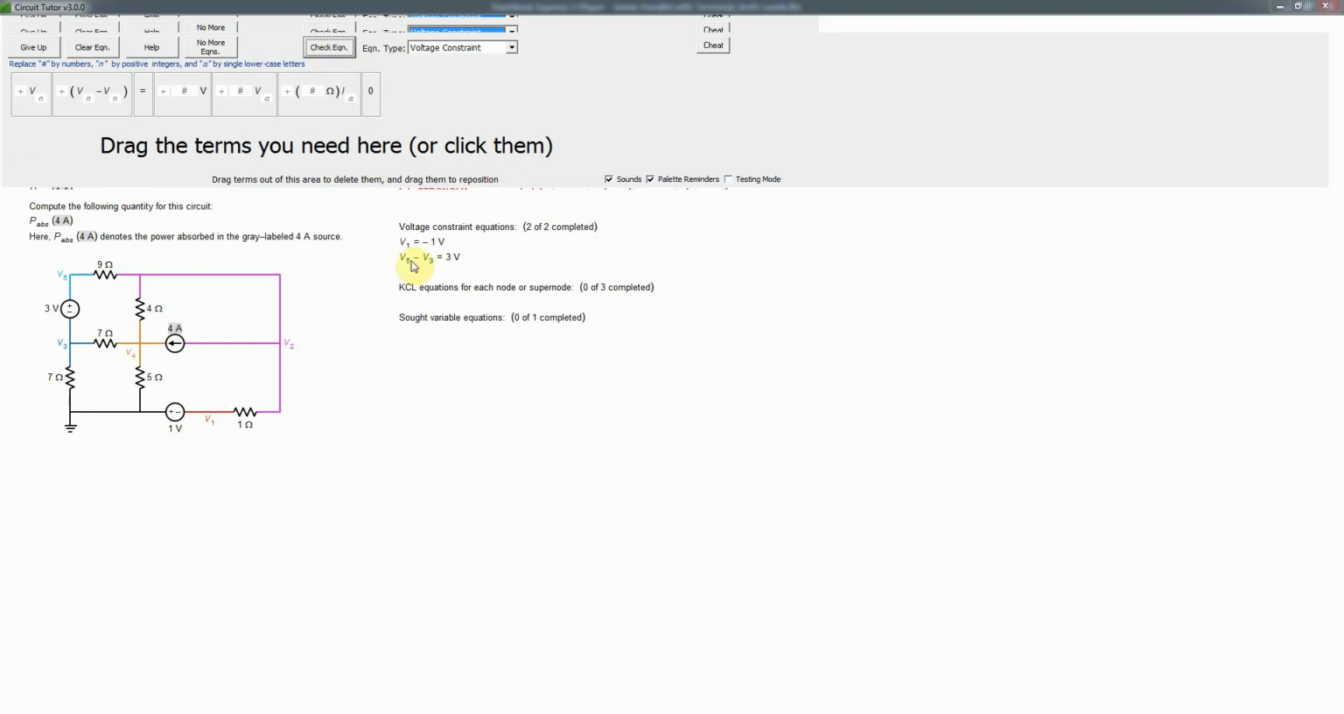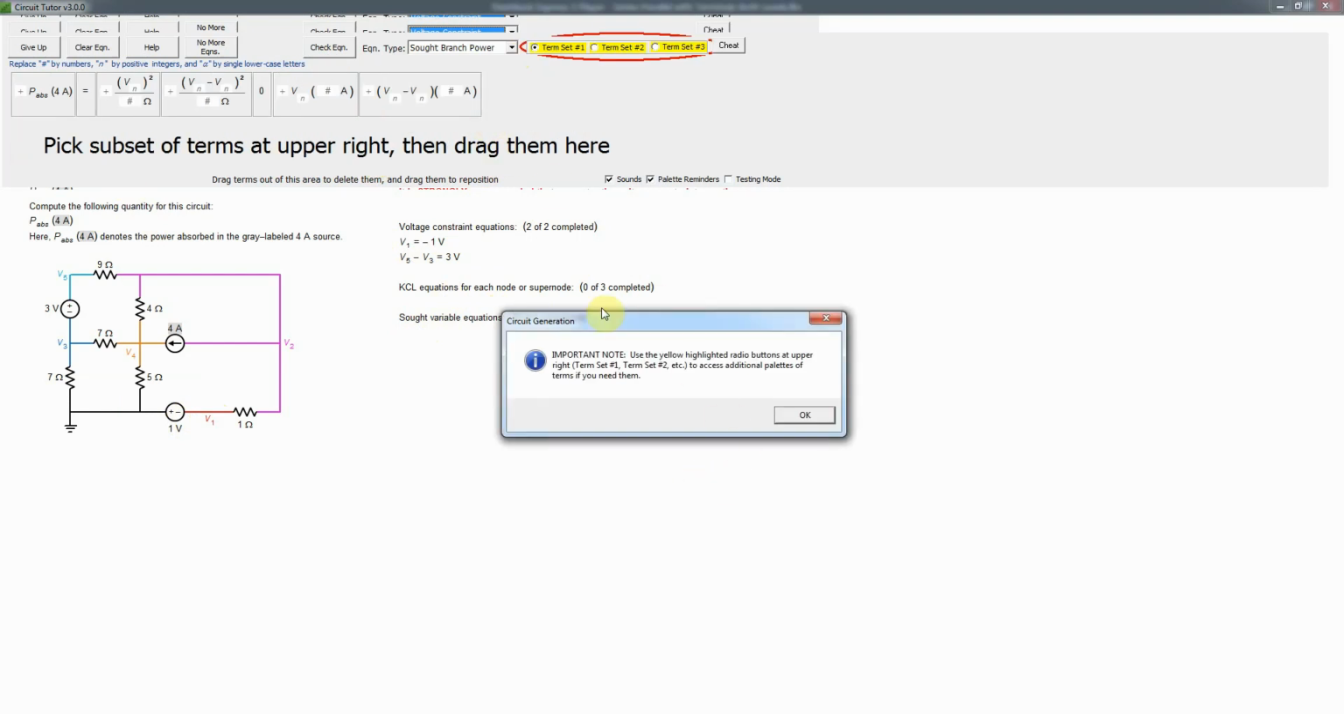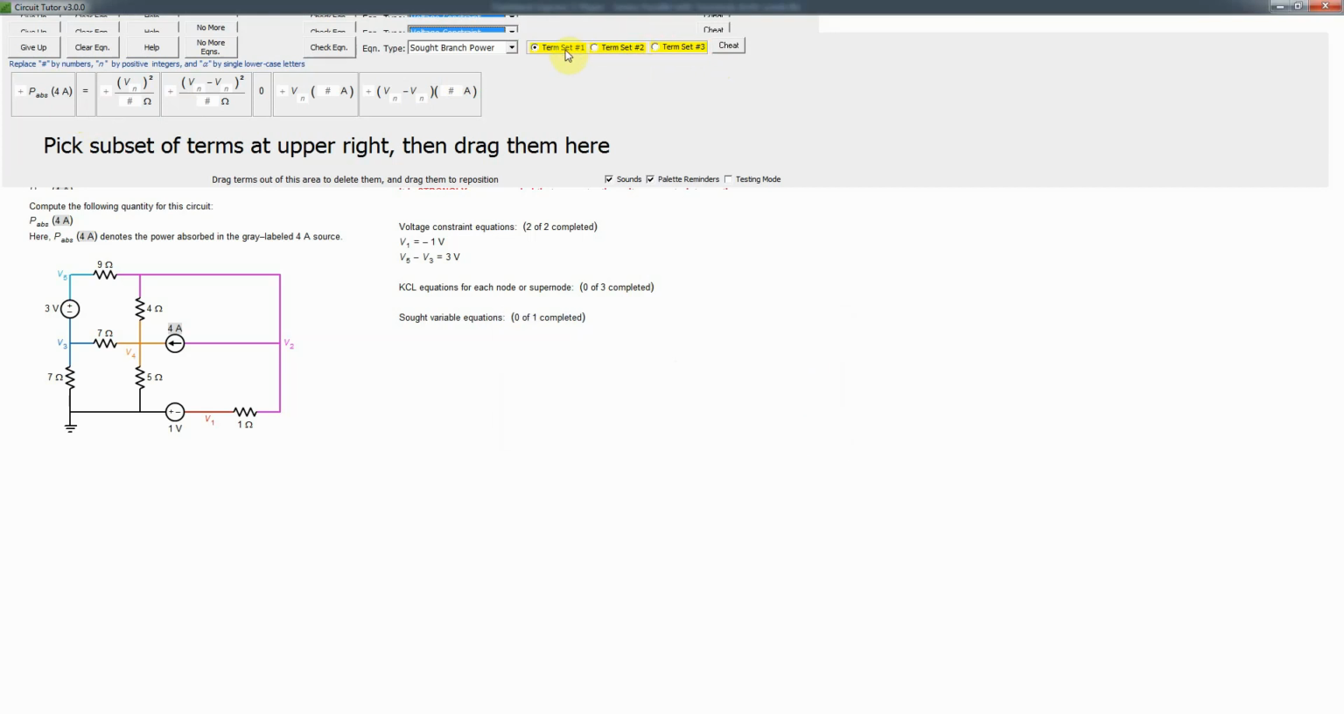So now I'm done with the voltage constraint equations, which are some of the simpler ones. And I'll also do the SOT variable equation while I'm at it, because that's also a simpler one, before I do the more complicated KCL equations, where it might be easier to make mistakes. Okay, so it's warning me here, to do the SOT power, that there are actually 3 palettes of terms that I might need for that current source. In fact, we'll see if I need them or not, but you might. And wait until that's done flashing, and then you can see those other palettes. So we just click on those radio buttons to see those, because they wouldn't all fit on one screen.